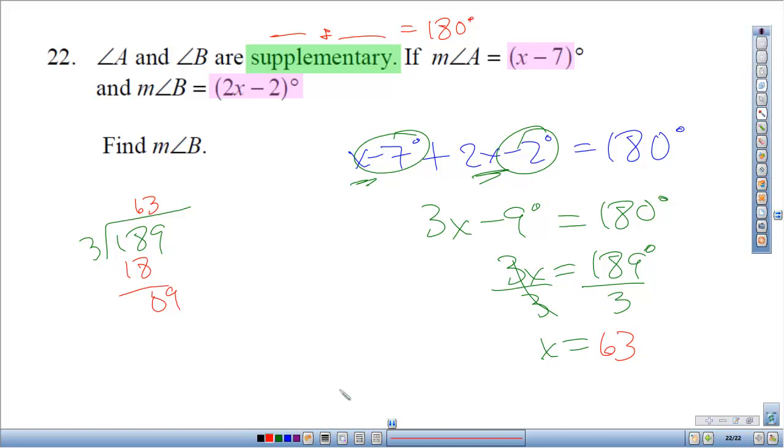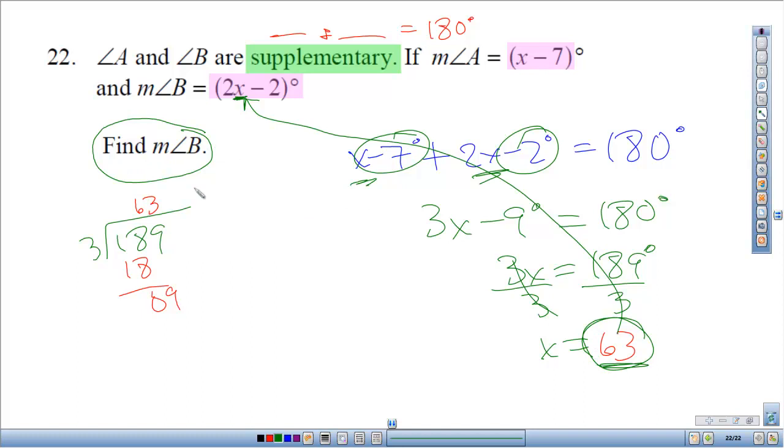Now, here's the trickiest part of this problem. It is like this on the test. They don't want x, right? It doesn't say solve for x. It says what? Find the measure of angle B. Oh, how do I do that? Well, angle B equals 2 times x minus 2. So all I need to do is take my 63 and plug it in and work out what angle B is. Now, one of the answer choices will be like 63, so you gotta not be in a rush. Make sure you're noticing that it's asking for angle B.